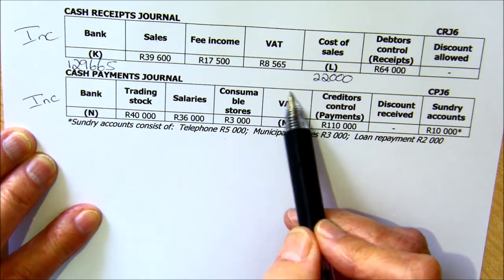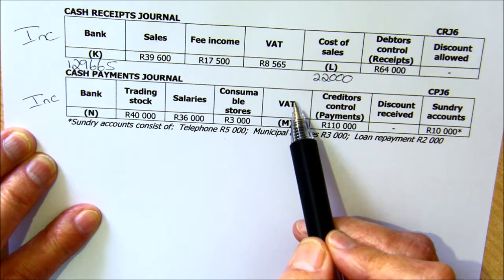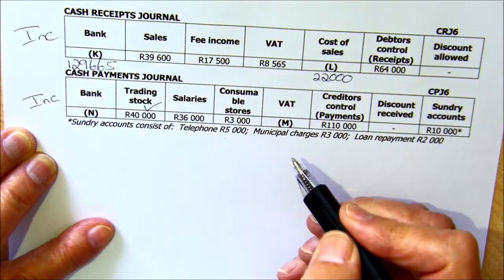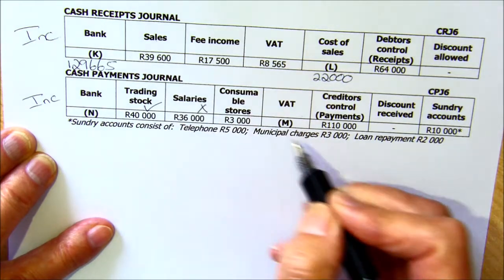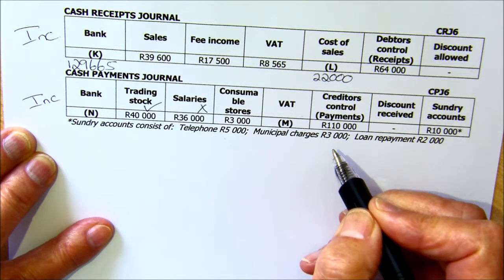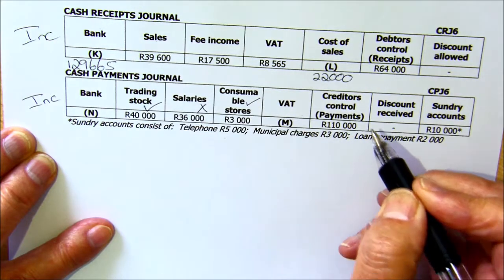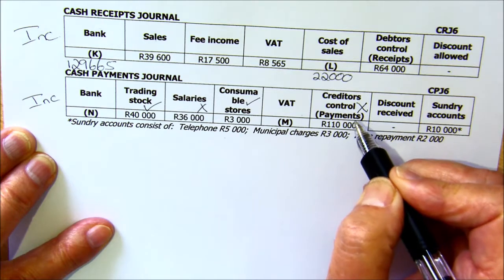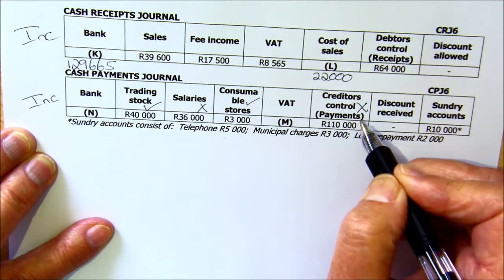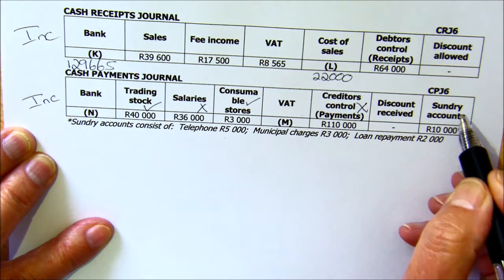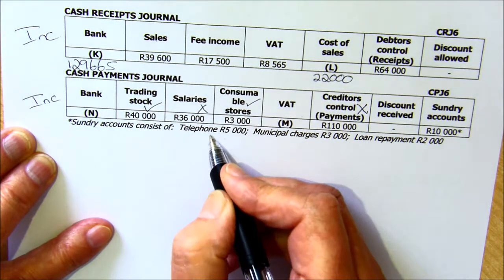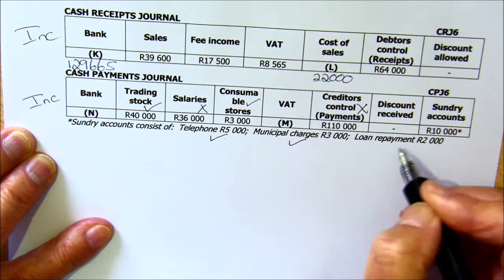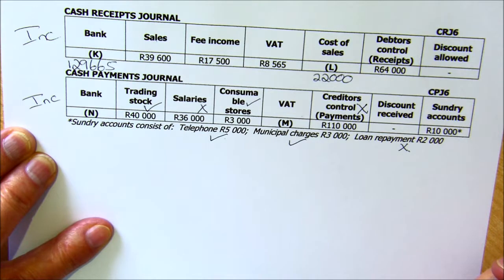So the first thing we're going to have to do is work out VAT. Now, you've got to decide which of these items have got VAT on. Trading stock is subject to VAT. Salaries is VAT exempted, so there's no VAT. Consumable stores has VAT. Your creditors control, there's no VAT on. You would have charged your creditor VAT back in the creditors journal when you sold the goods to them, so you don't double tax. In the sundry, and they gave you the details, there is VAT on telephone, there is VAT on municipal charges or rates, but there's no VAT on a loan repayment.